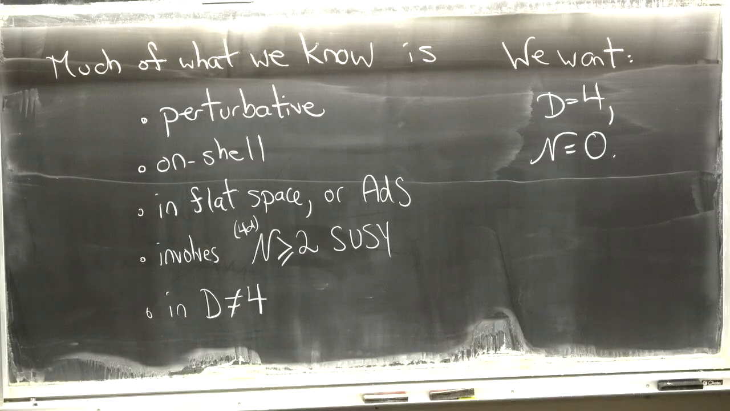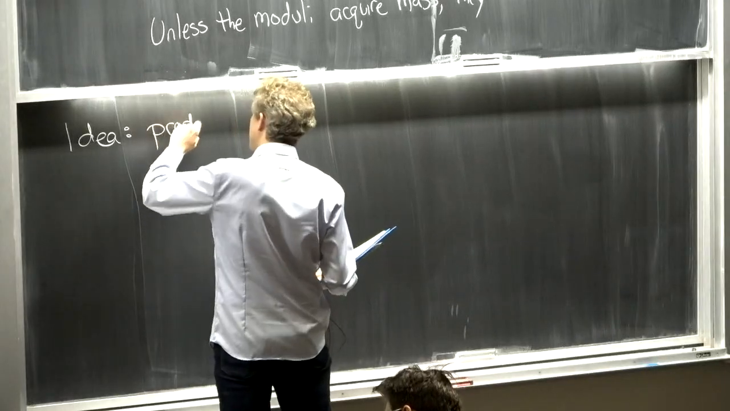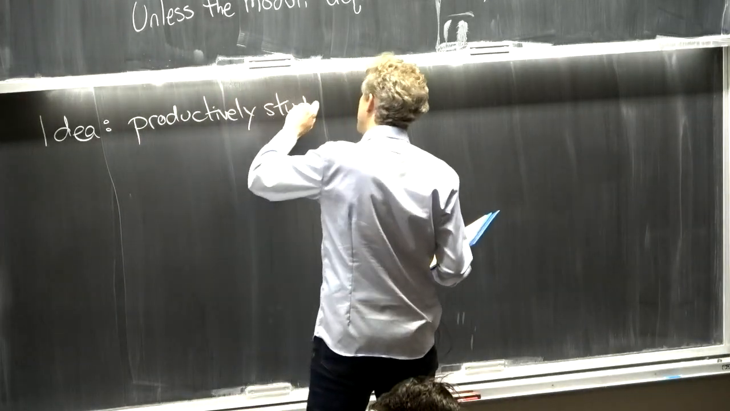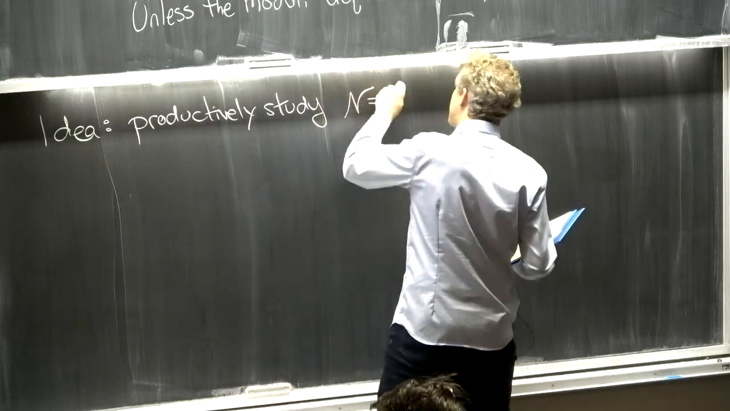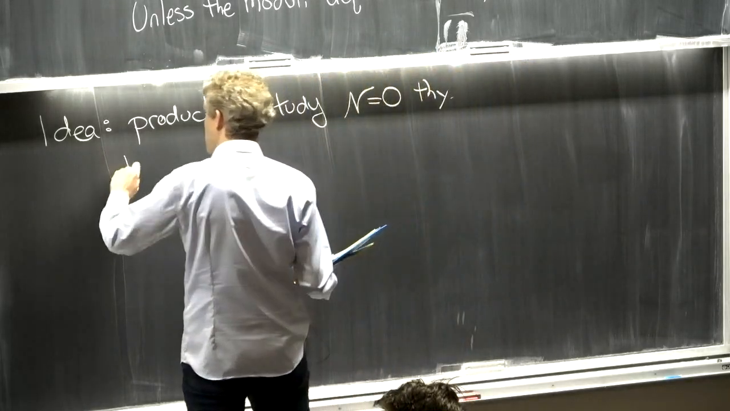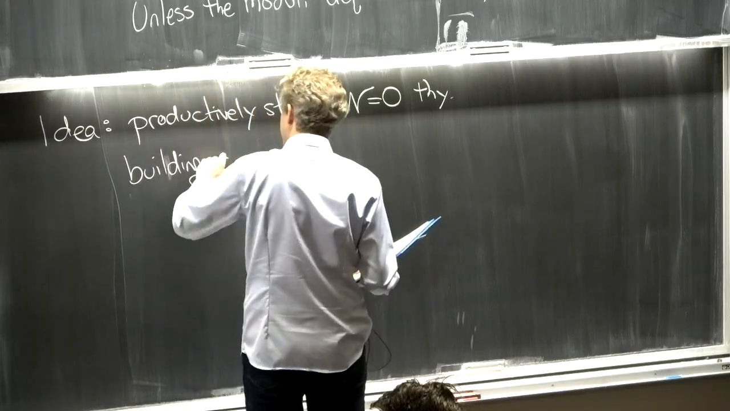Okay, and so the idea, this is not an idea that's new to us, a very old idea, is that you can productively study N equals 0 theory by building on theories with more supersymmetry.